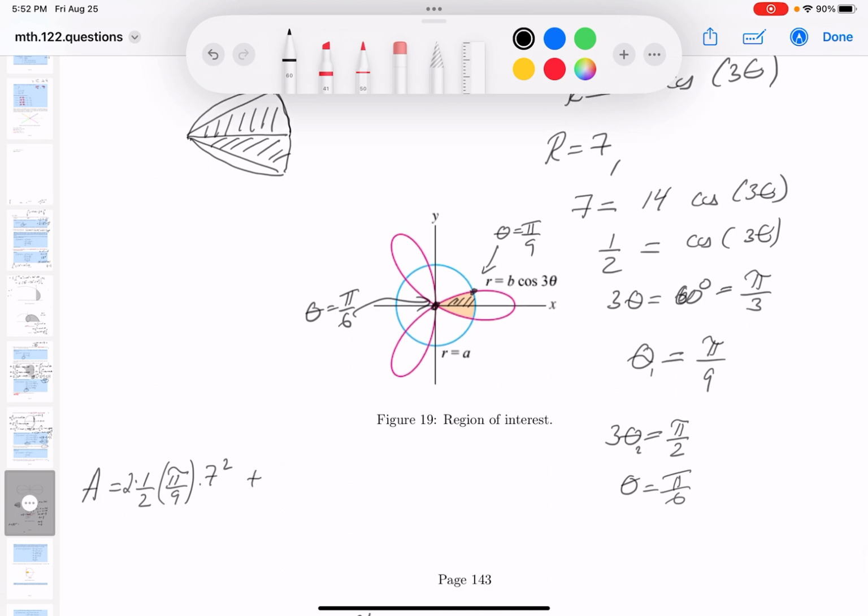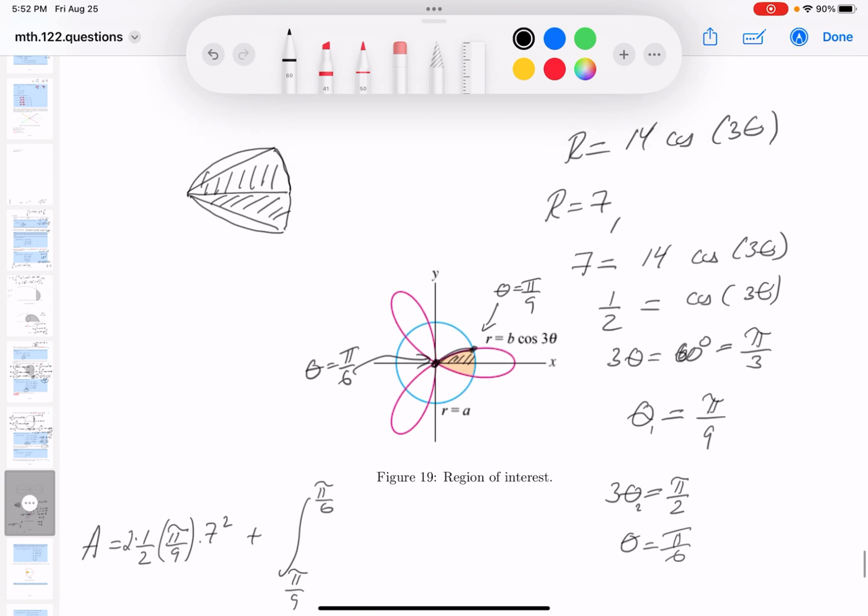What do you have there? Well, it's going to be pi over 9 to pi over 6. I'm following this arc over here now. And we're doing this little tiny section here now. All right? 1/2. Oh, we have to double it. I'm sorry, because there's 2 of them. I've got to double over here. 2 of them, 1/2 d theta. And then the r squared. What's the r going to be? 14 cosine 3 theta, and we need to square that.